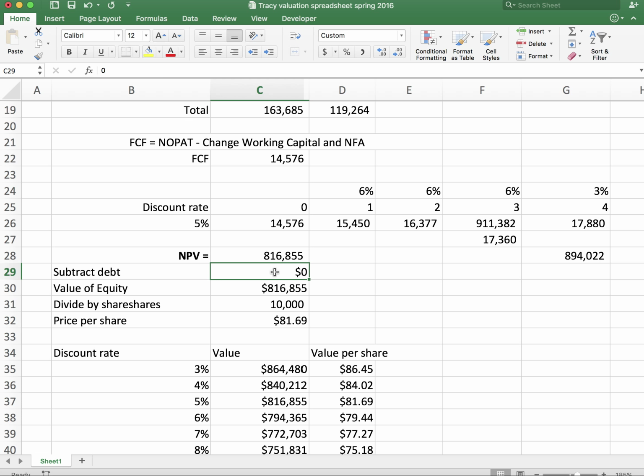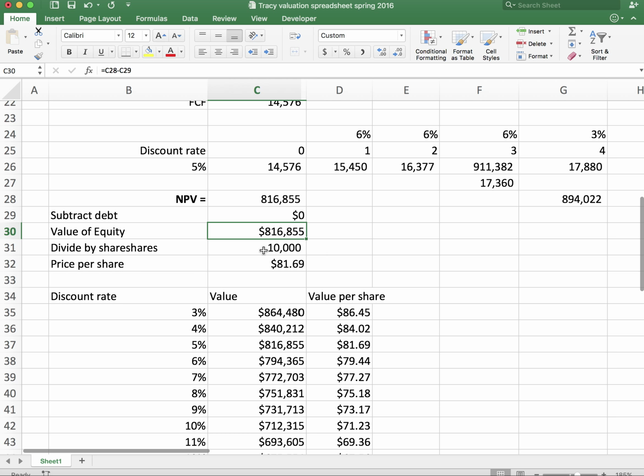If we have borrowed any money for it, we have to subtract that out. In this case, we haven't. So the value of the equity portion, the debt portion being subtracted out, the value of the equity portion is 816. We divide by the number of shares, and we get a price per share.